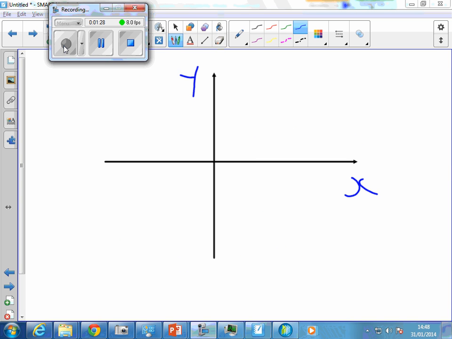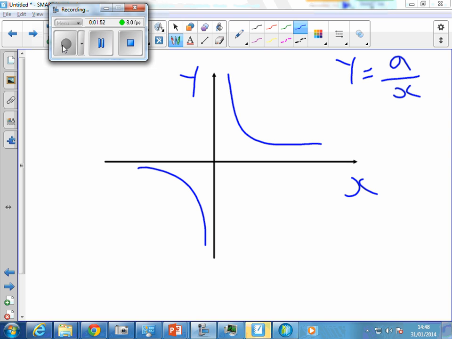Now we should know how to draw the graph of y is equal to a over x, where a is a constant. Now, let's say a was 1 or 2, it doesn't really matter, but the general shape of this graph is something like that. Okay?